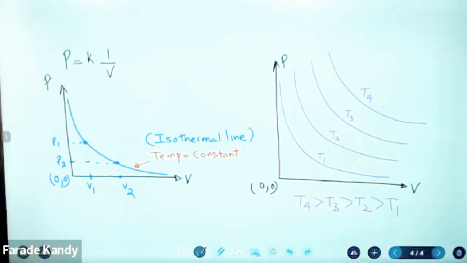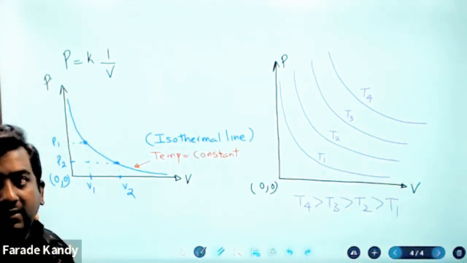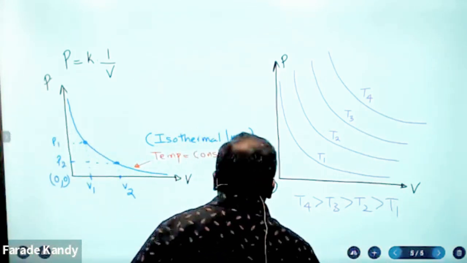Right? Okay. Enough, no? Clear, no? Okay. Some more graphs.